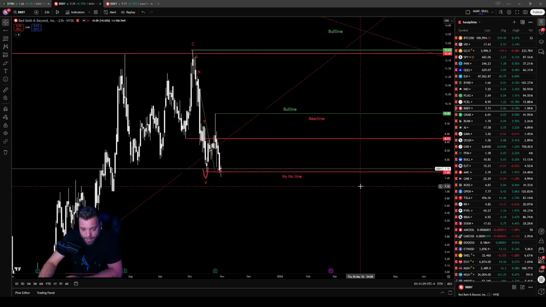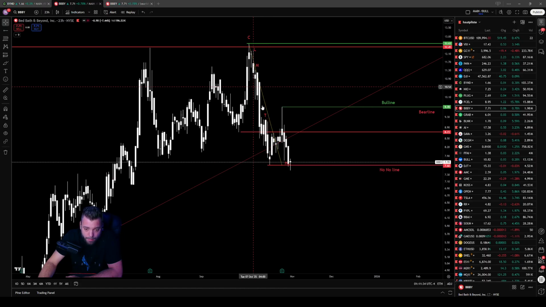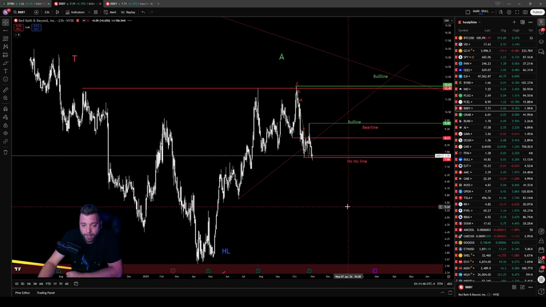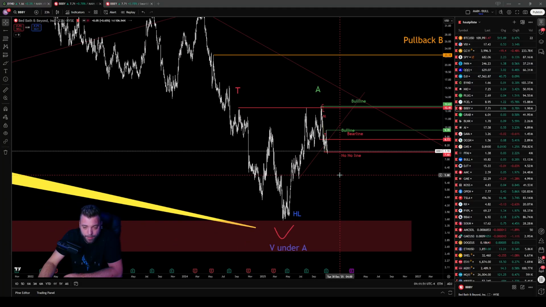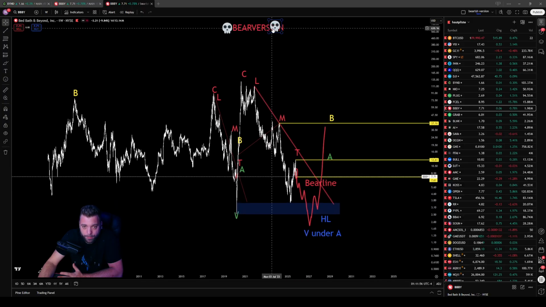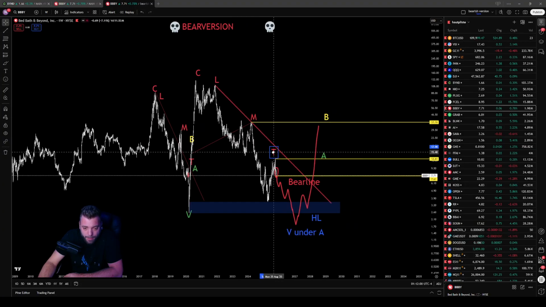But I already said, this V is already wrong because we already broke the higher low and the V. We tipped under the no-no line the second time now on the daily. For me, there is no bullish version right now. For me, the bearish version has already been in for a week, and that would just mean this wasn't your A, this was your T.